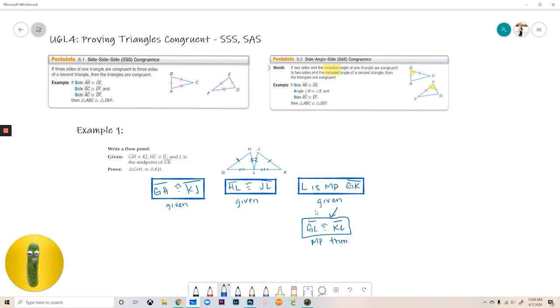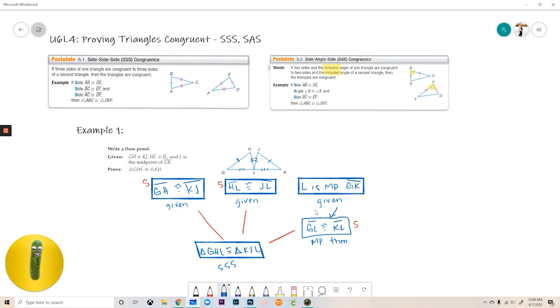So now that we have that, looking at our image, we have 3 sides that are congruent. So here's a side. Let me label this. Here's a side. Here's a side. Here's a side. So now that I have 3 sides, they're all going to come together into our final proof of triangle GHL is congruent to triangle KJL. And we figured that out given, oh, good, side, side, side.